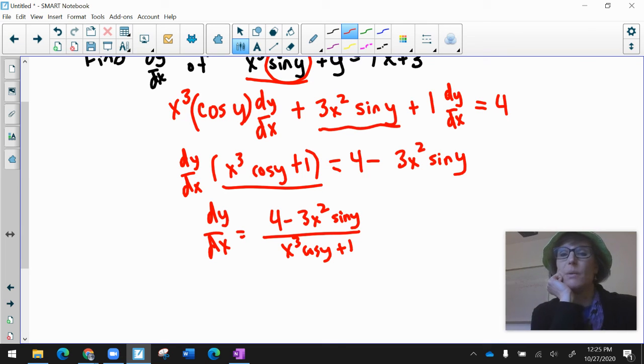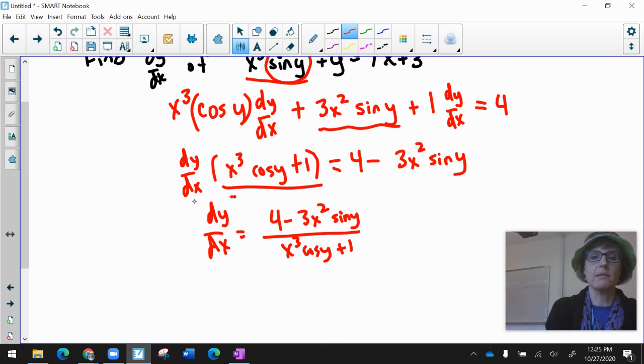And this probably looks a little weird because your answer is a function of x's and y's, but sometimes that's just the way it works. And implicit differentiation allows us to take the derivative of functions that are more complicated. They can't be easily expressed as y equals something that's only a function of x.